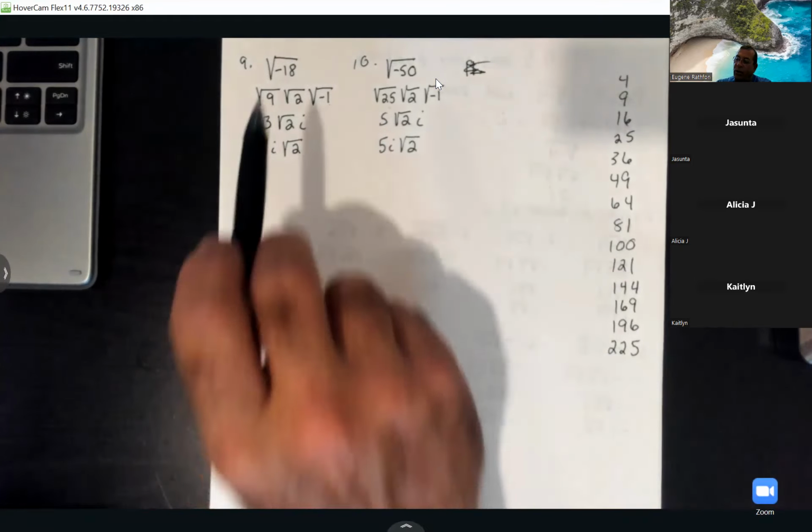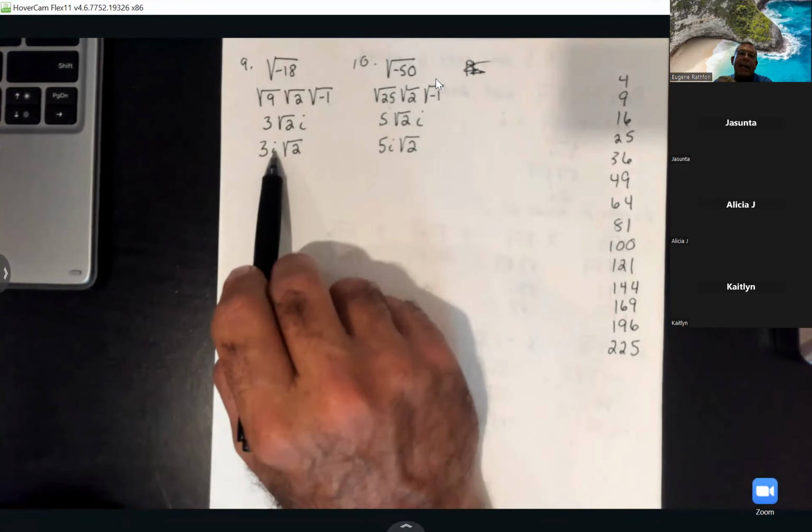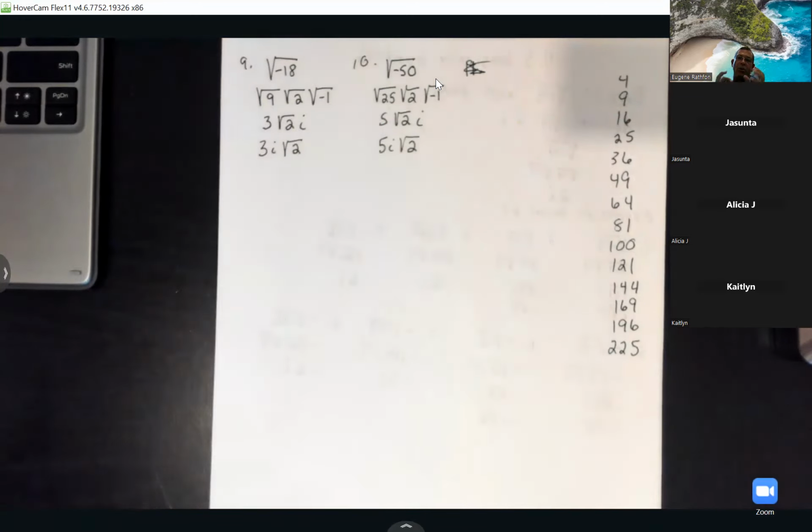All right, so y'all, that's the trick on those. Those negatives are coming out basically as the i. And then you're going to simplify the radical just like you did last week. So now we're going to look at some operations on these. We're going to look at adding and subtracting and then multiplying, okay?